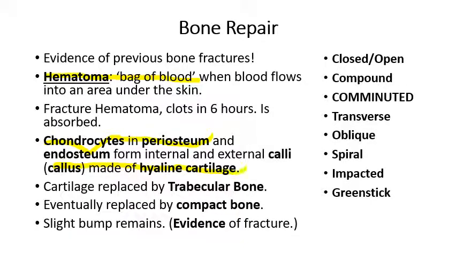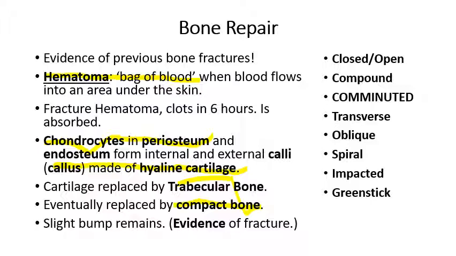That's the way bone is formed when we're in the womb, when fetuses and embryos are developing. So the callus will start out being produced by chondrocytes, and it will be made of hyaline cartilage. Eventually, the hyaline cartilage will be replaced by trabecular bone, and eventually by compact bone, but no matter how long it's been healed, there'll always be a slight bump that's evidence that that bone was fractured at some point in the past.